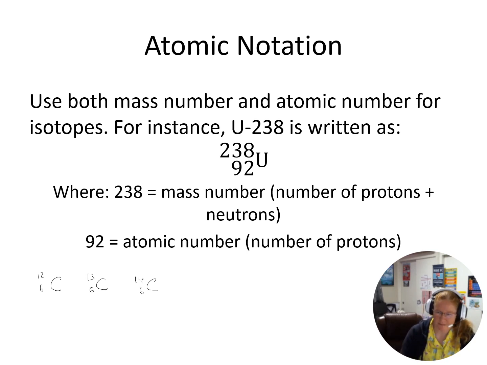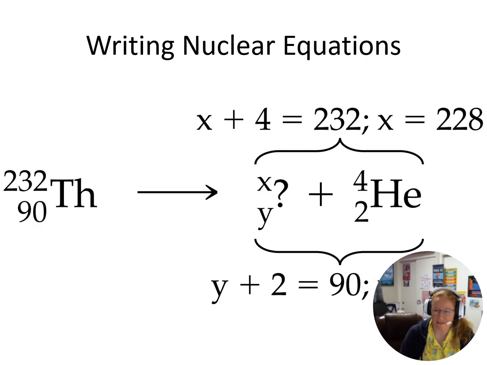So let's take a look at this. Here is a sample reaction. What ends up happening is I have this thorium-232. So thorium has an atomic number of 90. Our mass number here is 232. Now, what's happening here is we are undergoing something called alpha decay. Alpha decay is the emission of a helium nucleus. So here is our helium. So we want to know what we put there. X and Y, what are they?